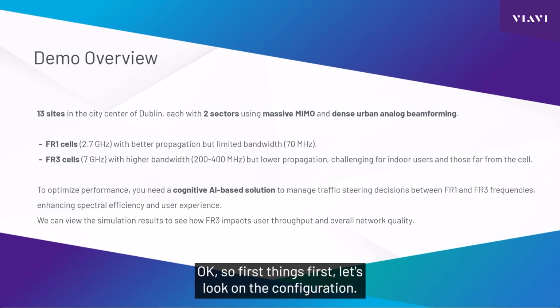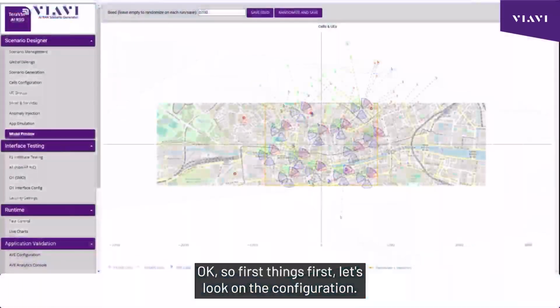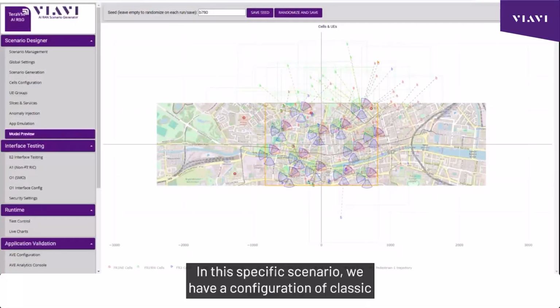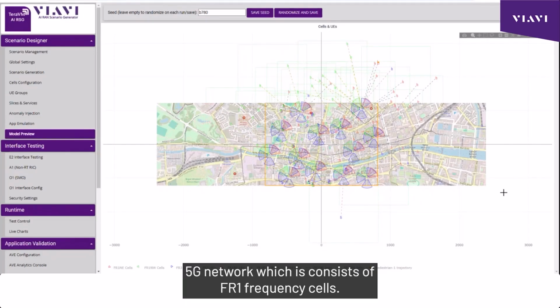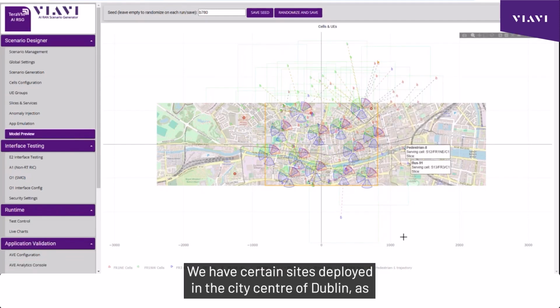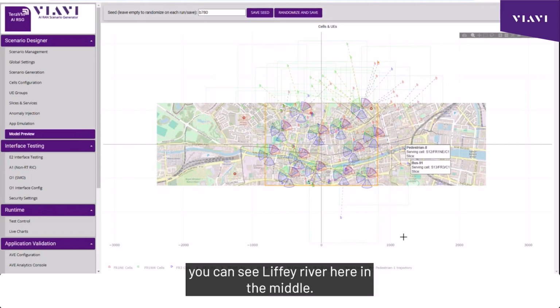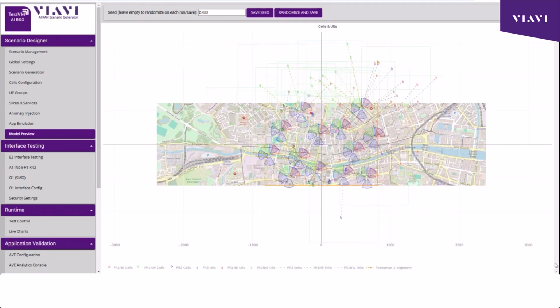Okay, so first things first, let's look at the configuration. In this specific scenario, we have a configuration of a classic 5G network, which consists of FR1 frequency cells. We have 13 sites deployed in the city center of Dublin. As you can see, the Liffey River is here in the middle.